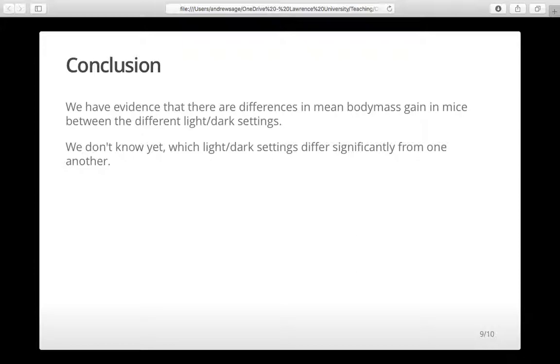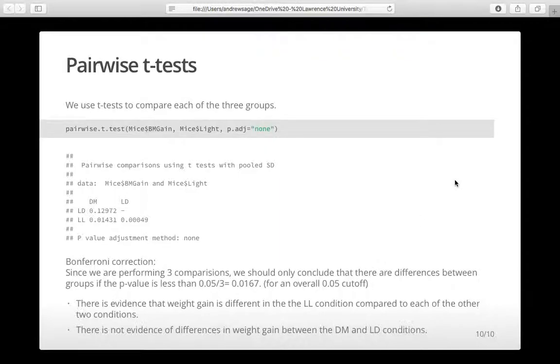We don't know, however, whether there's evidence of which settings differ from one another. Are all three different? Is it just that one is different than the other two? We still need to investigate that, and we can compare individual settings using t-tests as we've seen before. So in this case, we'll compare the light-dark setting to the dim light setting and also to the light-light setting, plus compare the dim light setting to the light-light setting. We have three different comparisons that we need to make, and we can do that using the pairwise t-test in R.